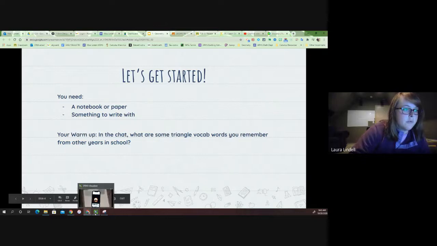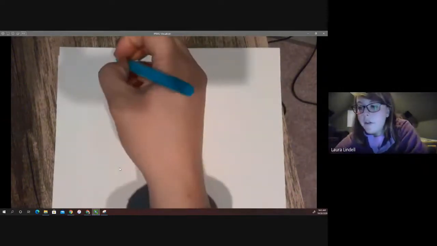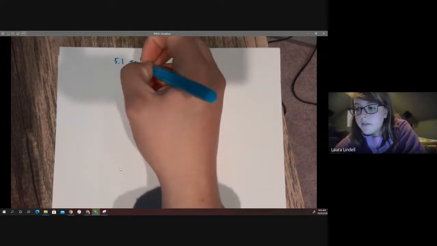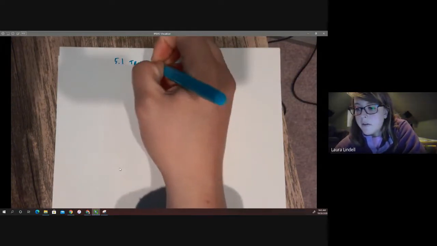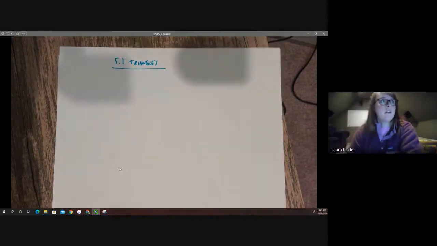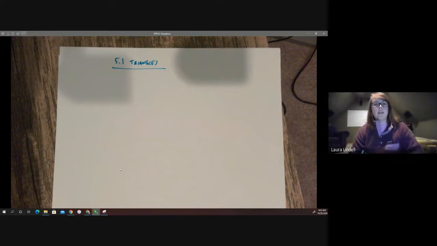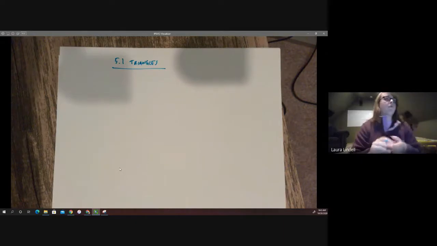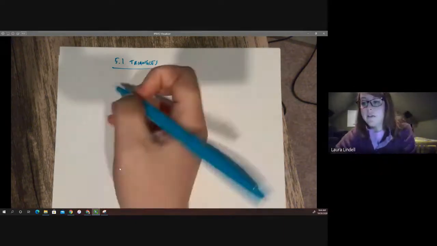Okay. So we're going to jump over to notes. And today is 5.1 notes. We're talking about triangles. Okay, so there are two main categories when we classify a triangle that we're going to be asked to talk about. One of the ways is when we're talking about the sides of a triangle.